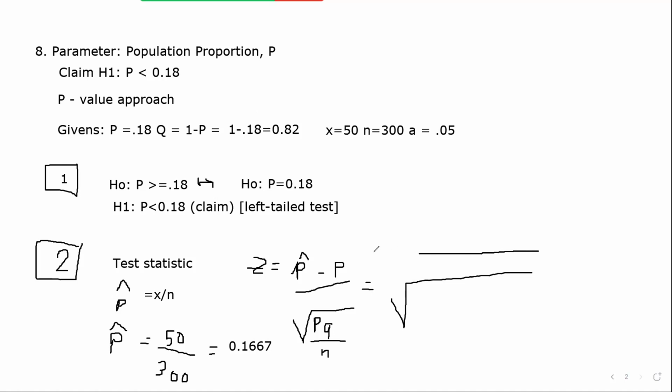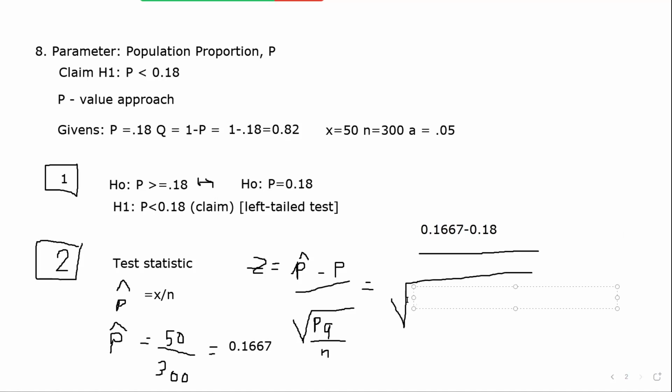Let's put in room for the numerator, shall we? P hat is what I just calculated, 0.166667. Your P comes from your null hypothesis, so that is 0.18. Your P under the radical, that P also comes from your null hypothesis. So this is 0.18.